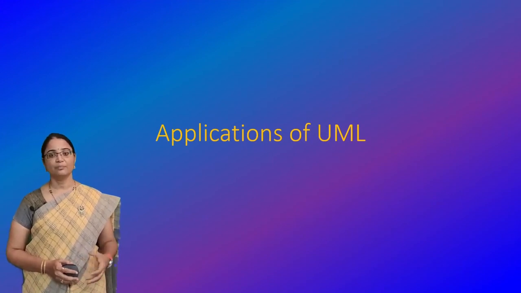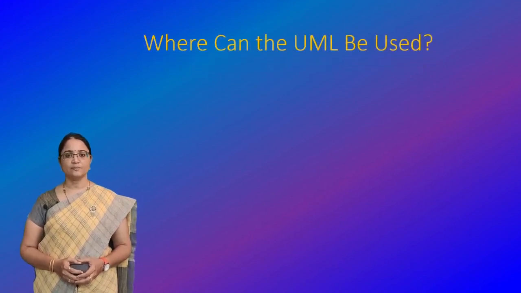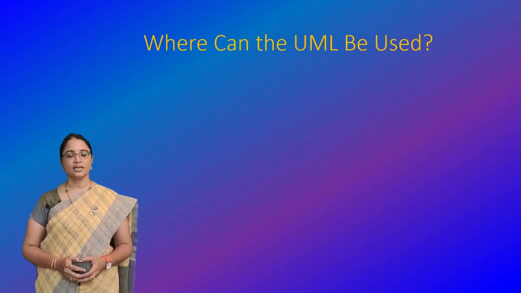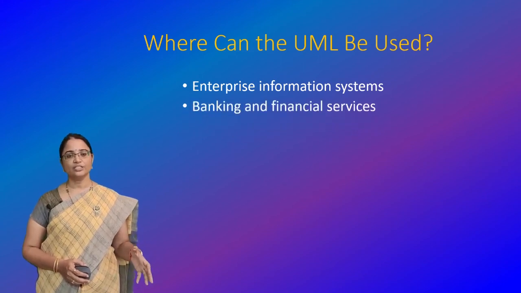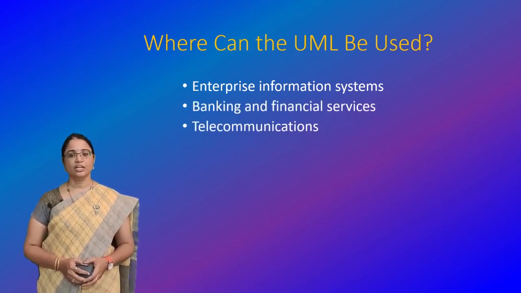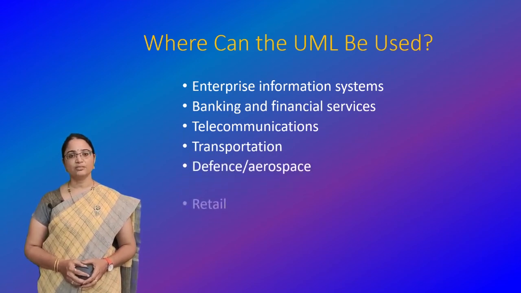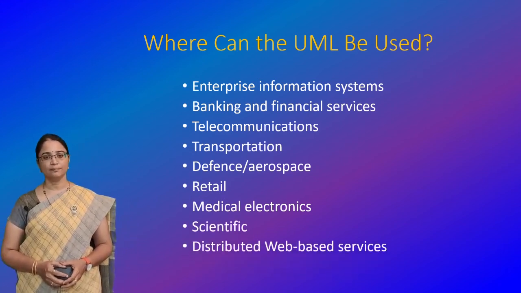So, where can the UML be used? The UML is intended primarily for software-intensive systems. It has been used effectively for such domains as enterprise information systems, banking and finance services, telecommunications, transportation, defense, aerospace, retail, medical electronics, scientific, and distributed web-based services. These are the applications provided by the UML.